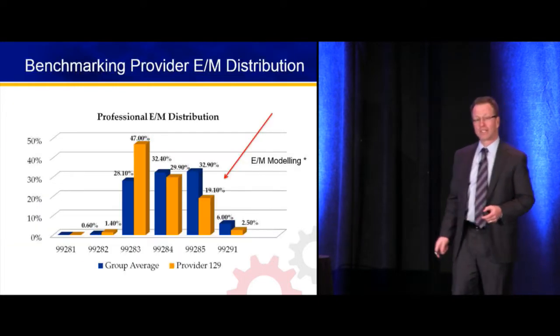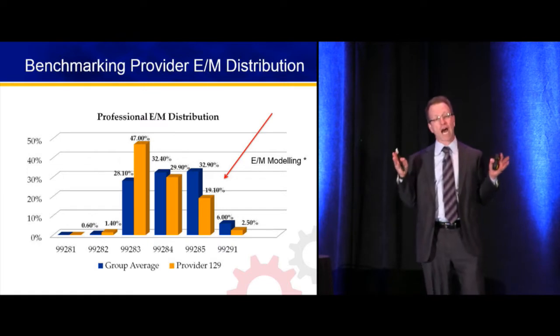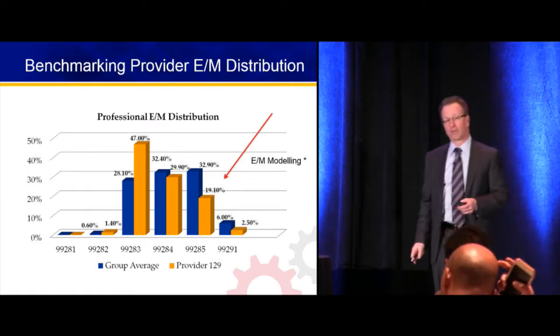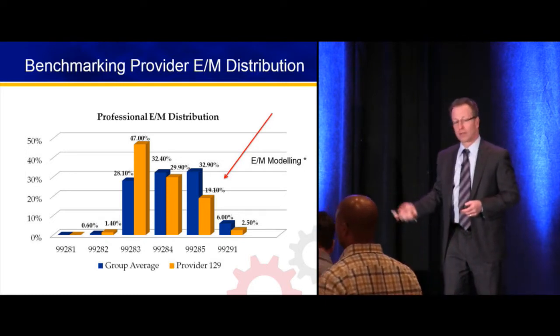And we look at Dr. Red's E&M distribution, here's the group in blue, Dr. Red in orange. The group is running 32.9%, and Dr. Red 19.1%, level fives. Where did all of these level fives go? They went all the way down here to 99283.